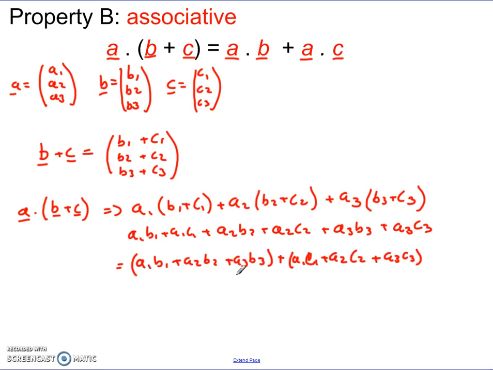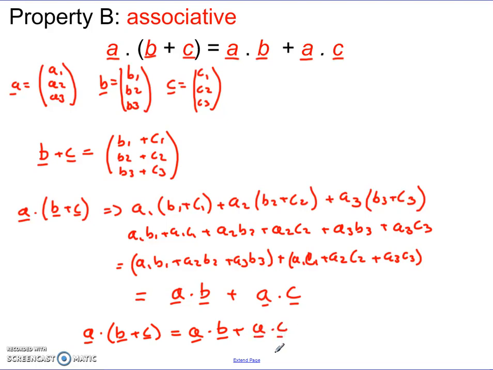Now if you look, this here is the format of A dot B, and this here is the format of A dot C, and we're adding them together, so that's what it equals. So at this point I can say I've just shown that A dot (B plus C) is the equivalent of A dot B plus A dot C. So I've just proven that second property, our second property, which is the distributive property of vectors.